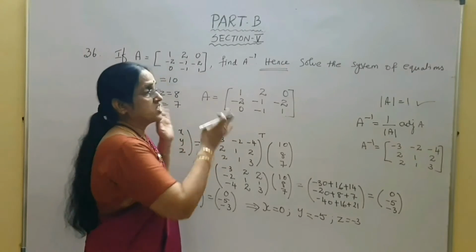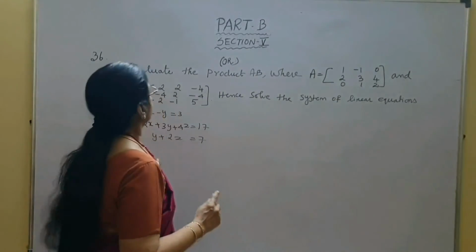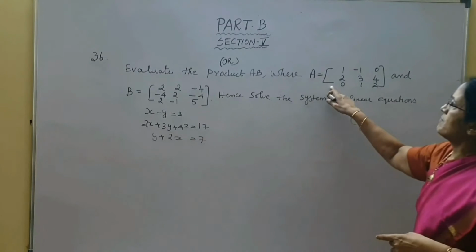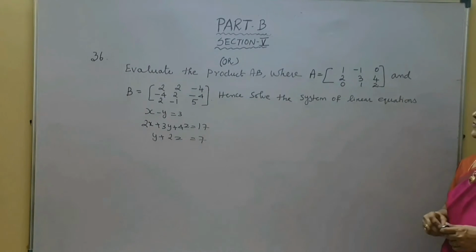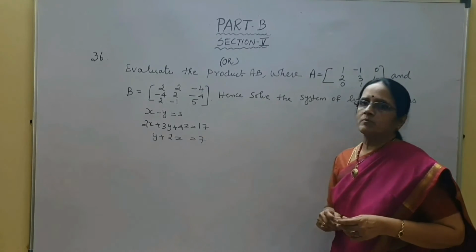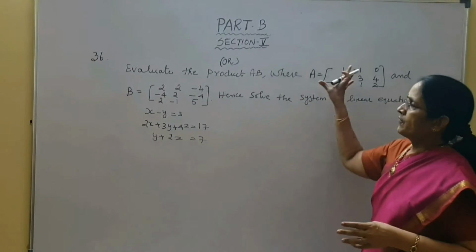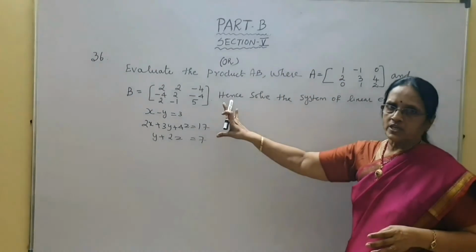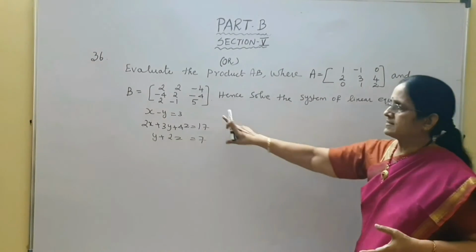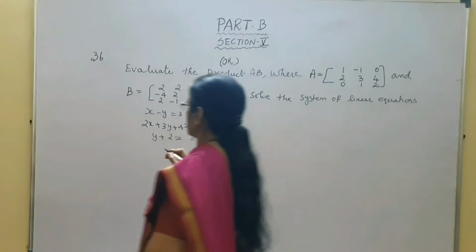Let us move on to the choice question for this 36th one. Here, you need to evaluate the product AB where A is the matrix 1 minus 1 0, 2 3 4, 0 1 2 and B is the matrix 2 2 minus 4, minus 4 2 minus 4, 2 minus 1 5. Now, after finding the product AB, using that product, you need to solve the system of equations. Let us do it now. Solution.